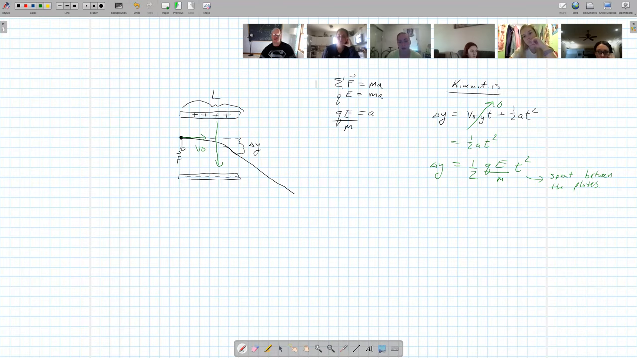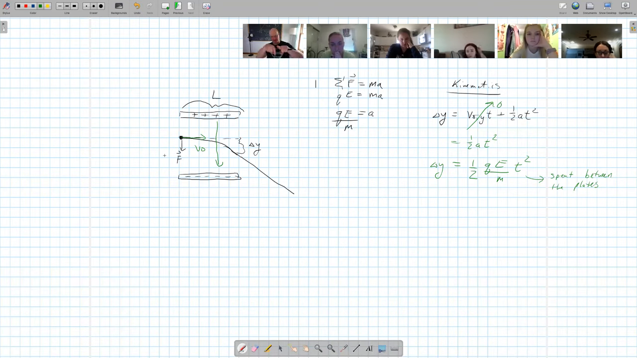But let me ask you a question. We know the acceleration due to the electric force is in the y direction, but is there any acceleration in the x direction? Meaning, is this thing going to speed up or slow down in the horizontal direction? What do you think? I would guess that it would slow down at least a little bit because of the new force acting on it. True. Well, let's think about how the force is acting.